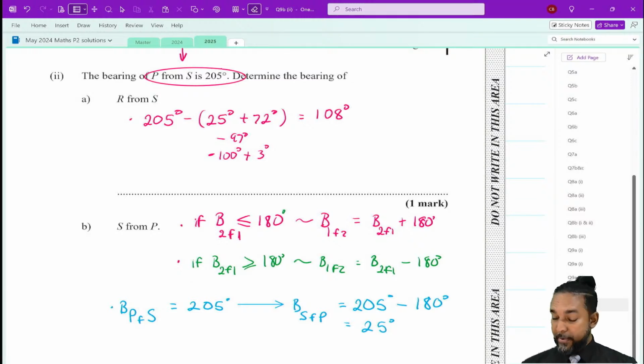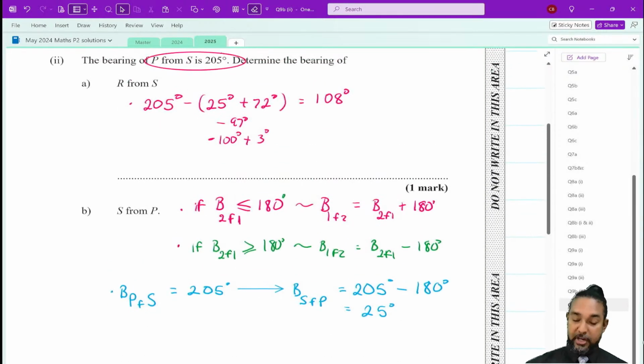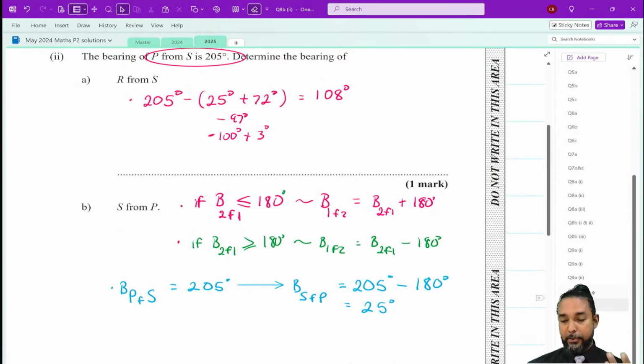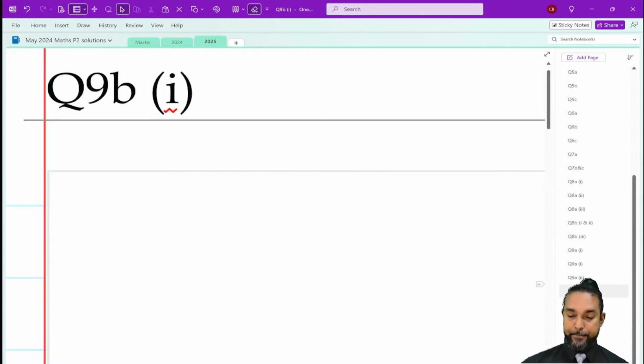I'm going to go to the diagram and explain. If you know your shortcuts, you could always do it that way. However, if you don't know your shortcuts, but you understand the basic principles of what a bearing is, what you do is you go to your diagram.